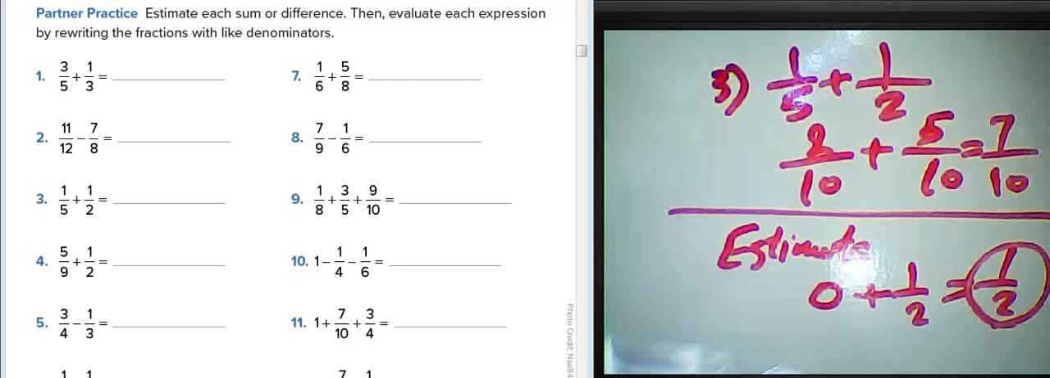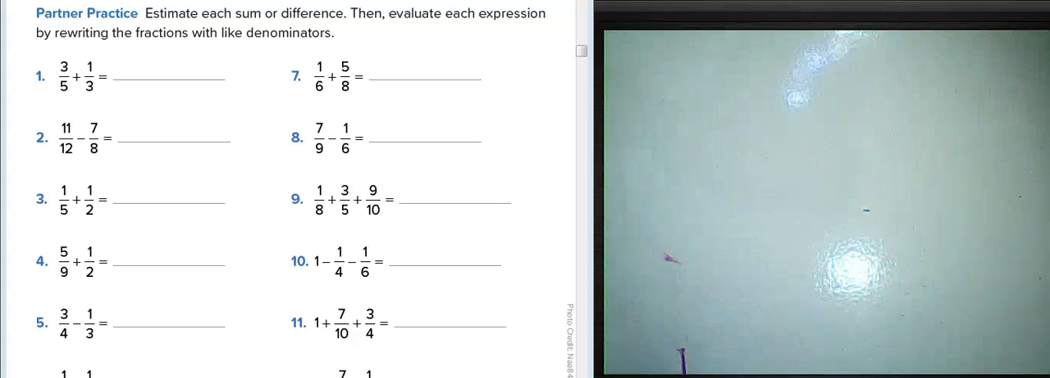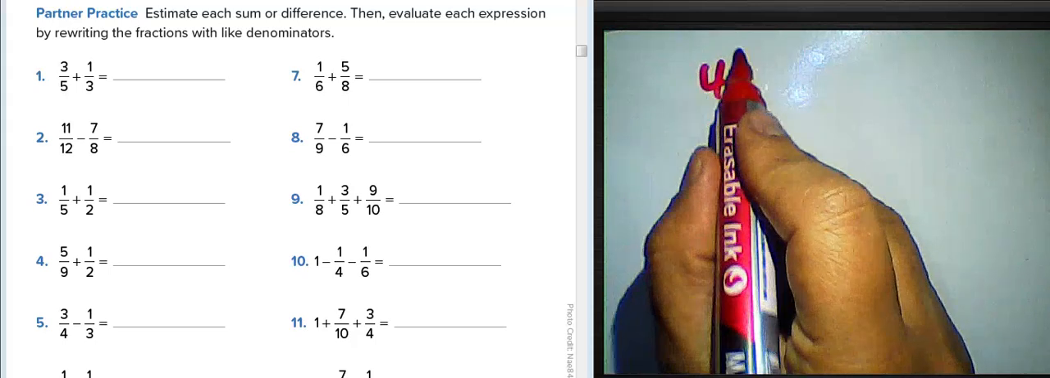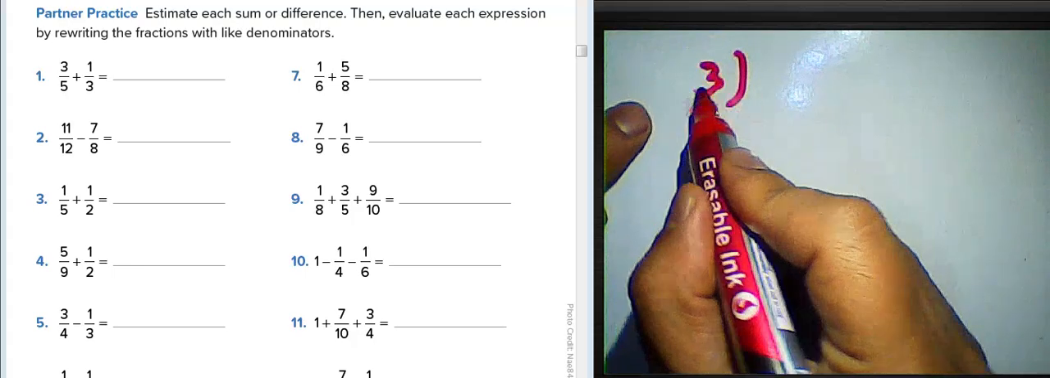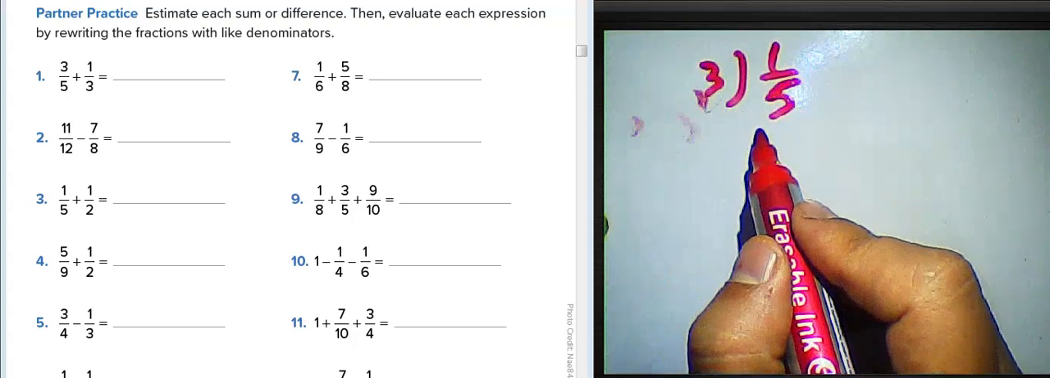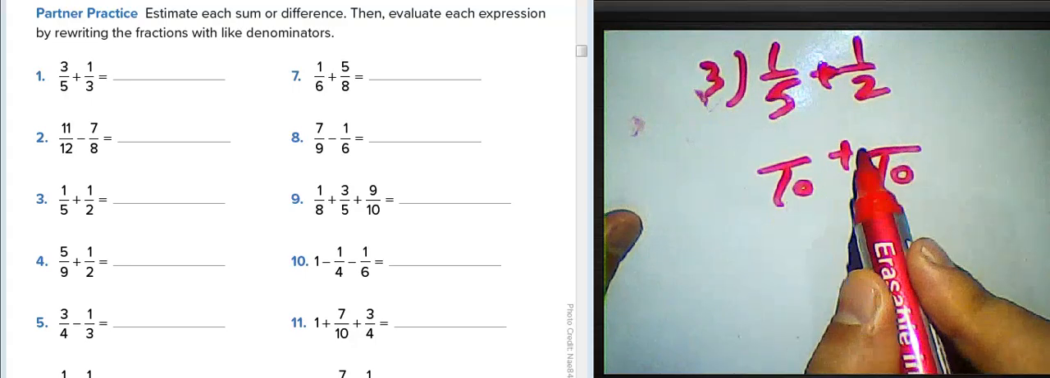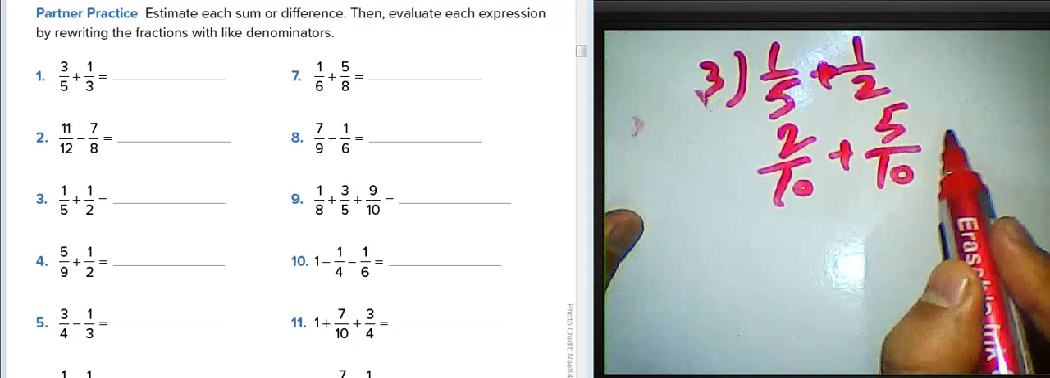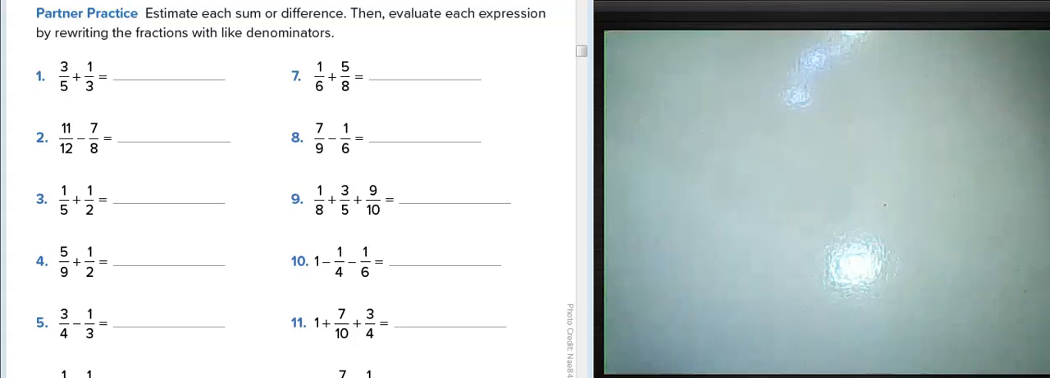Question number 3, my students. Are you ready? We solve it. Okay, 1 over 5 plus 1 over 2. We can write 10 here. 2 times 1 equals 2, 5 times 1. I solved it last time, okay? Yes, I solved it. Now I will solve question number 4.